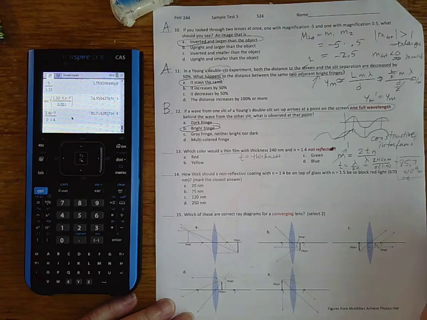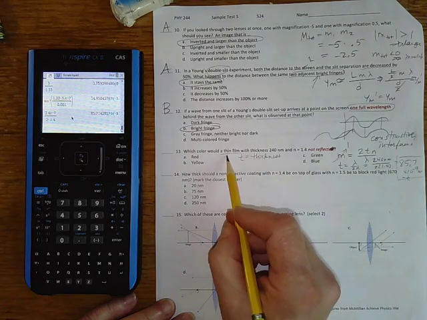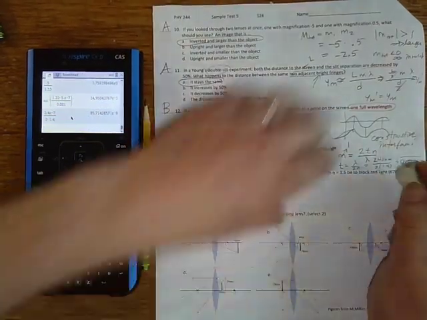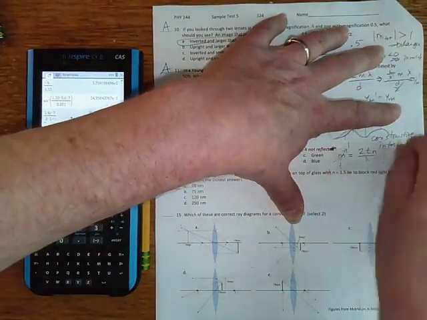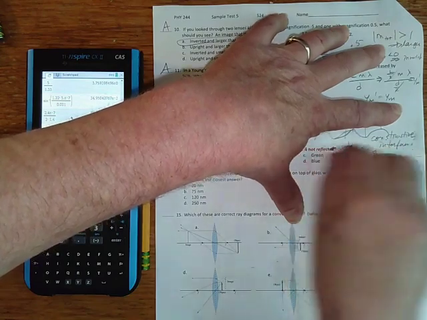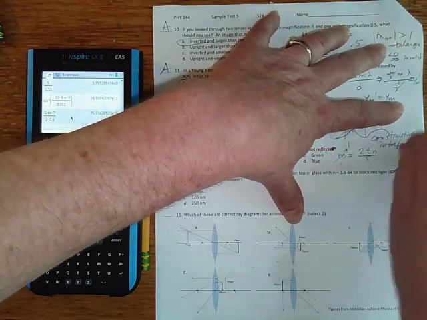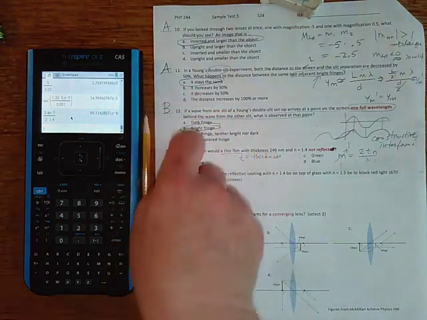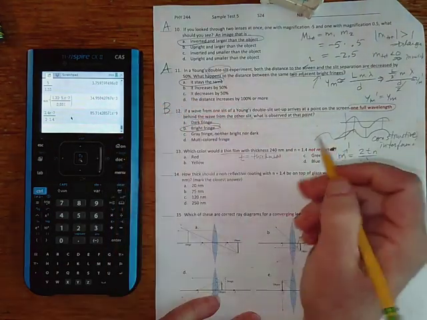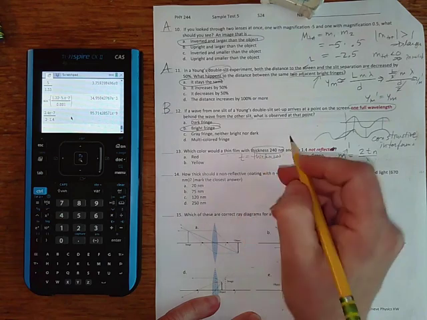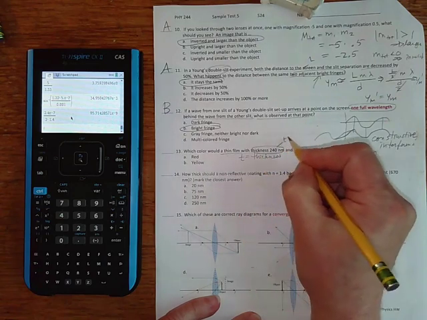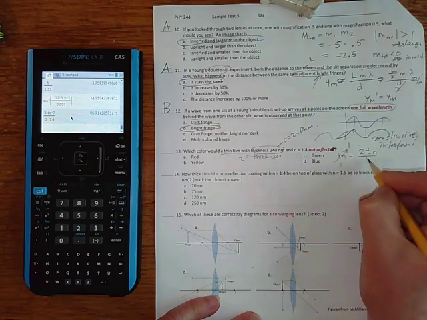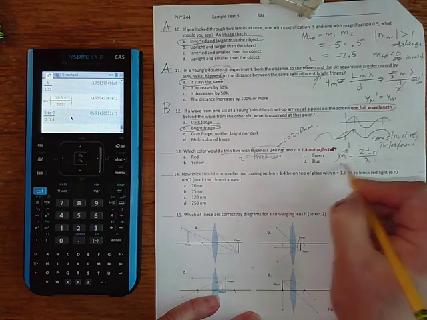What color? Okay, sorry. Not reading the problem very well. What color? That's basically asking us lambda, and we're given the thickness. We're given T equals 240 nanometers. All right, try this again. So we want lambda, and so let's solve this for lambda.